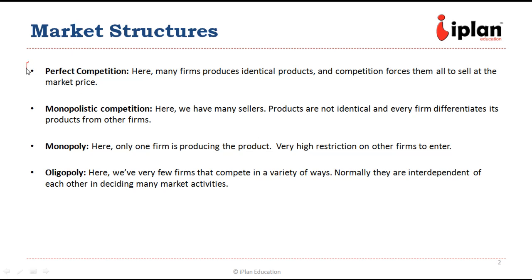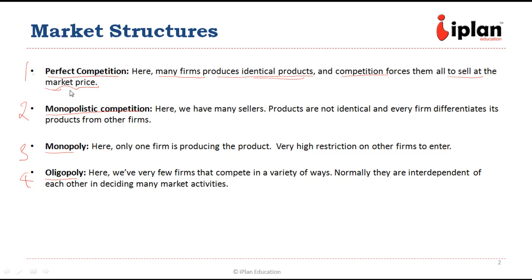These four are the main market structures we are going to discuss. First is perfect competition, second is monopolistic competition, third is monopoly, and fourth is oligopoly. This classification is based on certain characteristic structures of the market. For perfect competition, there are many firms selling and producing identical products. Due to sufficient competition, they are forced to produce the optimum quantity and sell it at the market price, which is the best possible price for the market.